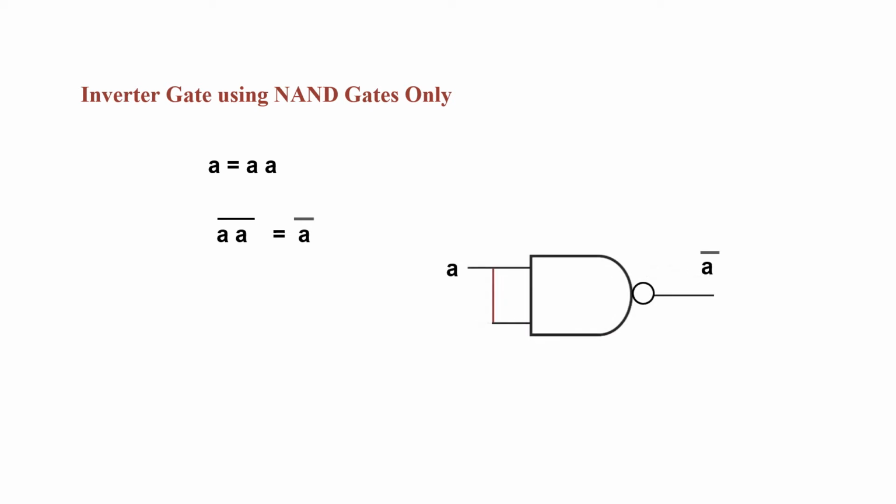So this solves how we can implement an inverter or a NOT gate using NAND gates only. We can sketch this as a NAND gate whose inputs are shorted or connected together, and the input we can name whatever we want. It could be A, thus the output is A NAND A, which is equal to A bar. So this is an inverter made using NAND gates only.